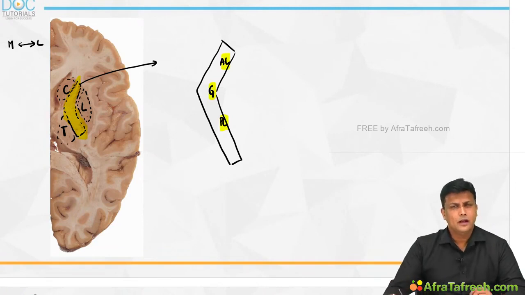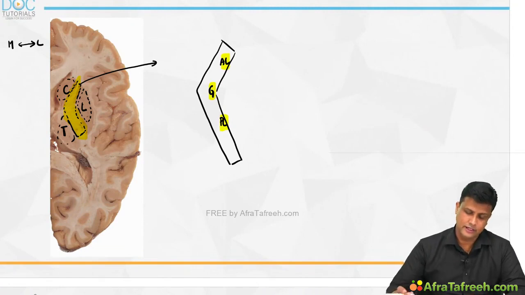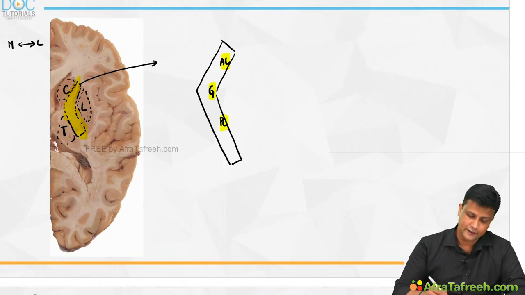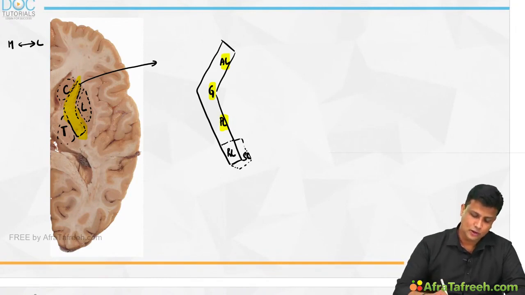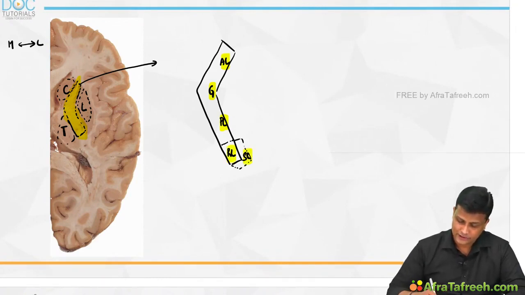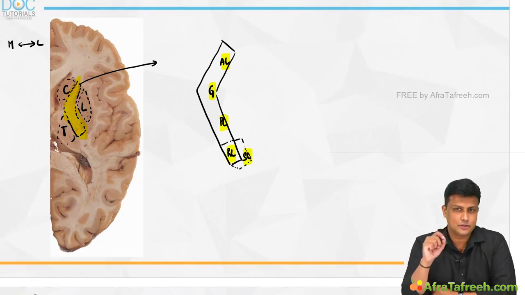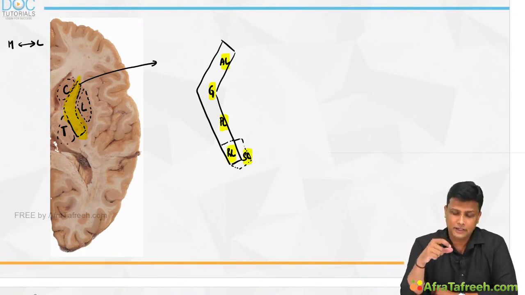Apart from that, you also have the sublentiform and the retrolentiform part. The name itself is telling you it is with respect to the lentiform nucleus. The one which is behind the lentiform will be the retrolentiform part, and the one which is below will be the sublentiform part. So in total, how many parts do you have in the internal capsule? The internal capsule in total has 5 parts: the anterior limb, the posterior limb, the genu in the middle, and the sublentiform and retrolentiform parts.